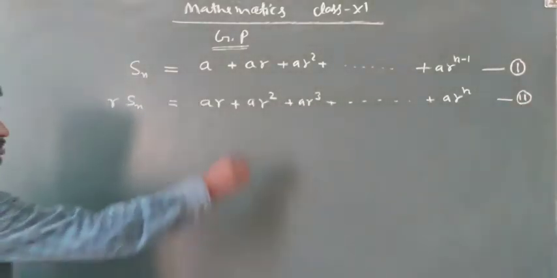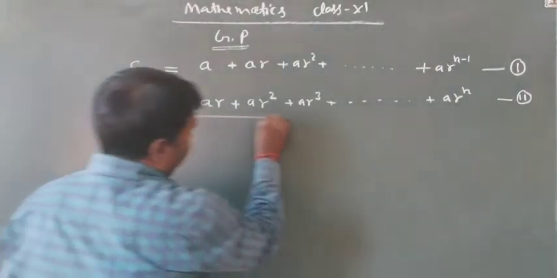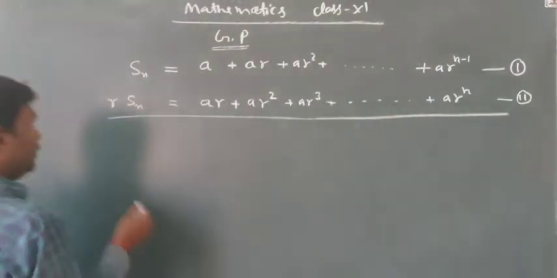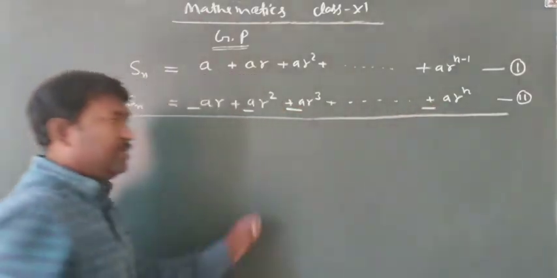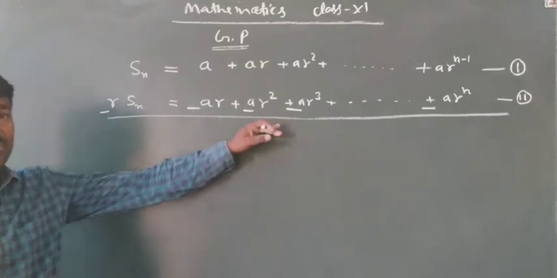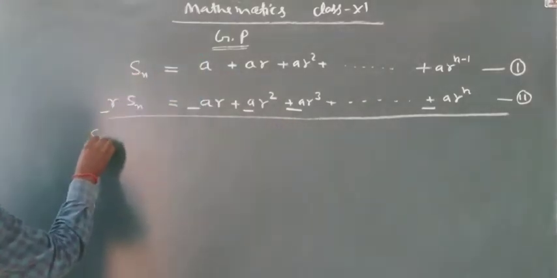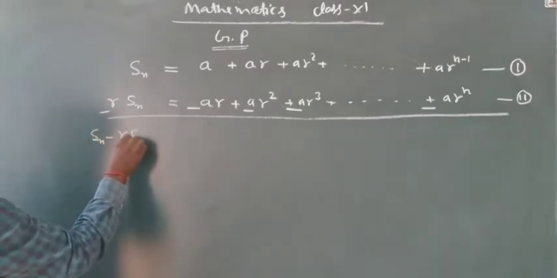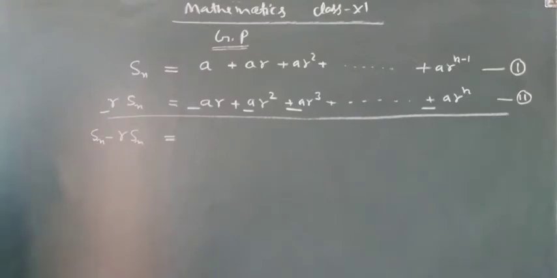Now see, subtracting equation 2 from 1. If you subtract, what will you get? Here minus, minus, minus, minus, minus, since you are subtracting equation number 2 from equation 1. So from here, on the left hand side, you will get Sn minus r into Sn. What is r? r is the common ratio.